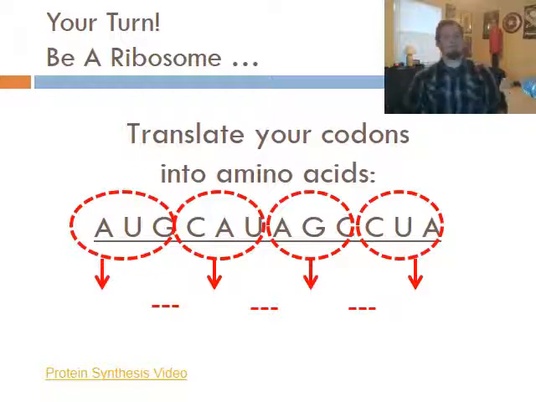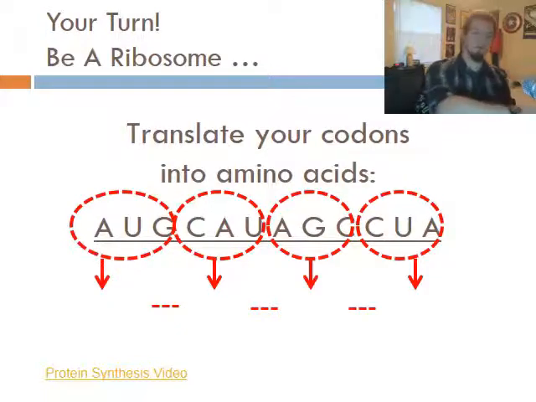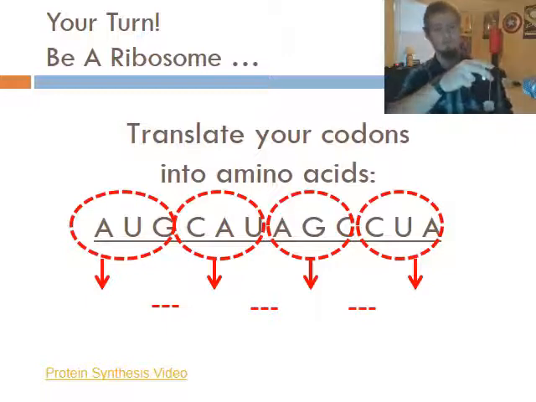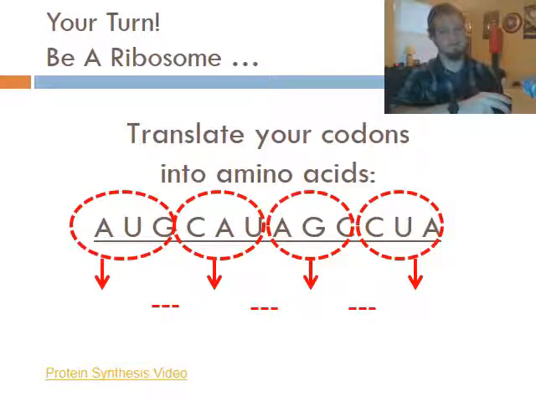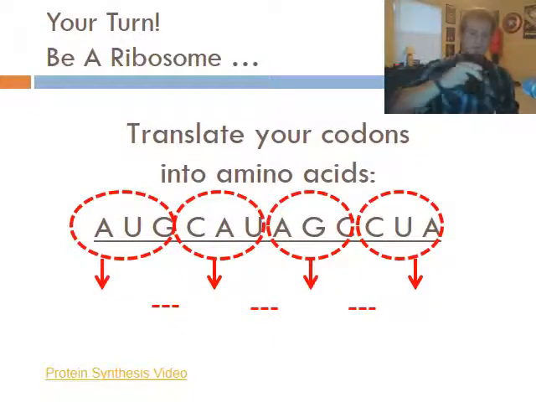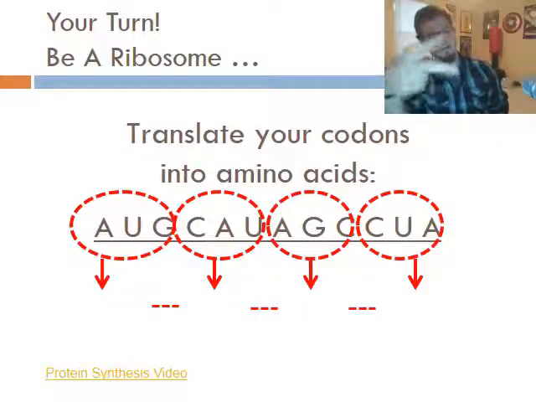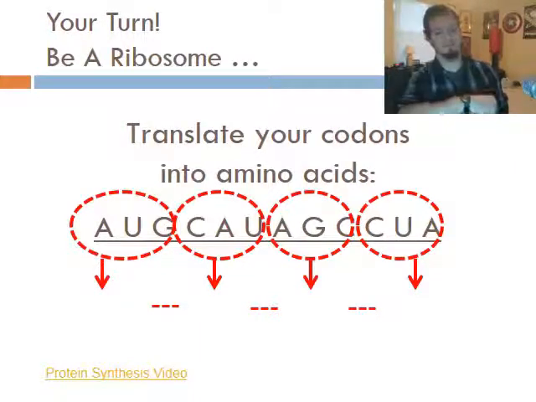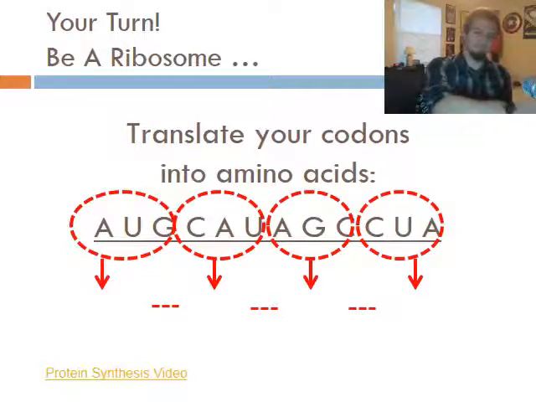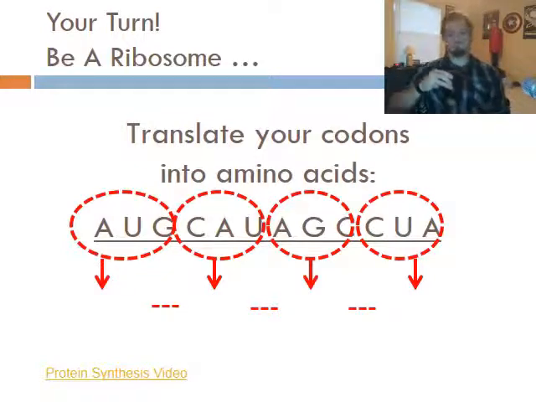So, it's your turn. Go ahead and translate your codons into amino acids. Just like we did before, if you look inside your workbooks, I believe you'll find a codon wheel. Use the codon wheel to figure out what amino acids you'll get from your codons. Your codons are AUG, CAU, AGC, and CUA. Remember, the first letter is your inner ring. The second letter is your second ring, and the third letter is your final ring, which tells you which amino acid you'll get. So, go ahead, hop to it. I'll be here. I'm not going anywhere, I promise you.